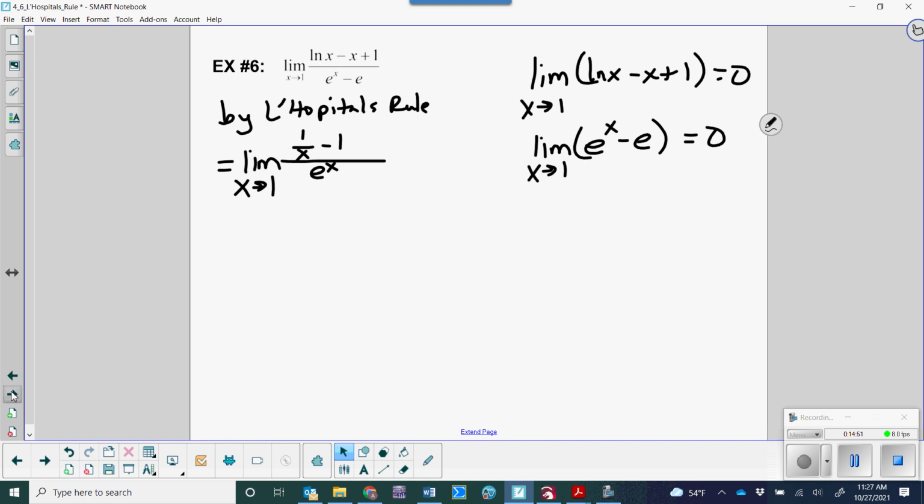So now I need to check again and see what I get. I'm going to plug 1 in. So I get 1 minus 1, which is 0, but the bottom is not 0. It's e to the first. So be cautious there. I do not get 0 over 0. I actually get 0 over e, which equals 0. That is not indeterminate. 0 over a number is 0.